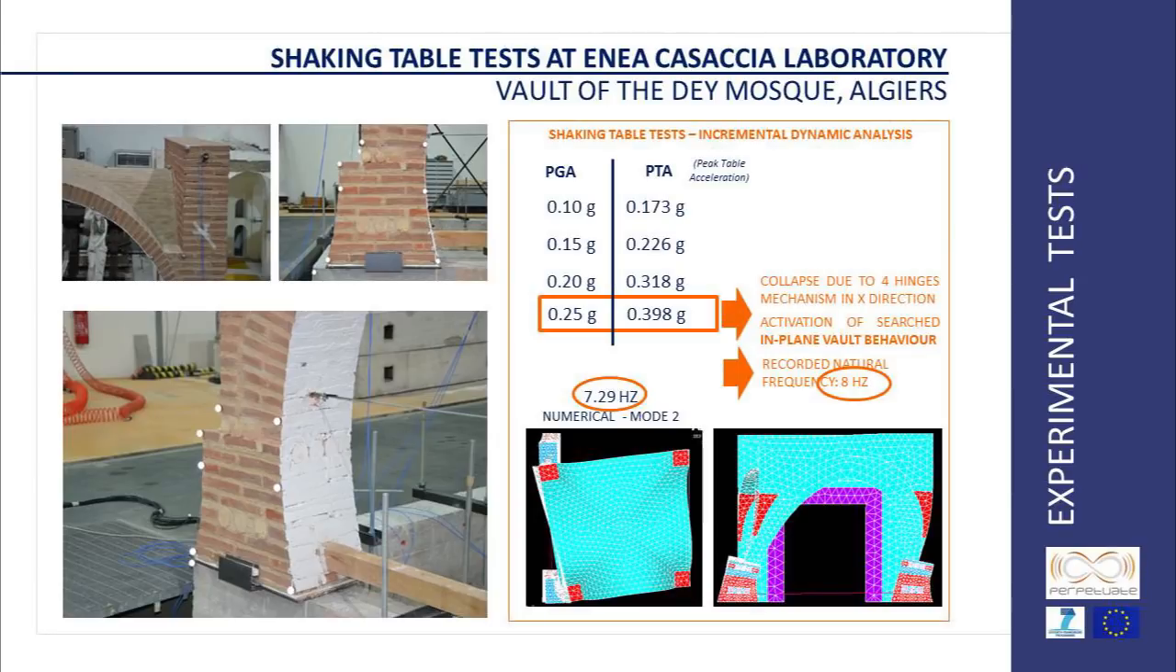Shaking table tests have considered a time history recorded in the Boumerdes earthquake of 2003 and deconvoluted to the site of the Palace of the Dey in Algiers. This time history has been applied many times, gradually increasing the peak ground acceleration till collapse. The vault collapsed at 0.4 g, a value which is quite high for Algiers. A typical collapse mechanism was observed, with the formation of hinges in the vault and detachment from the side walls.